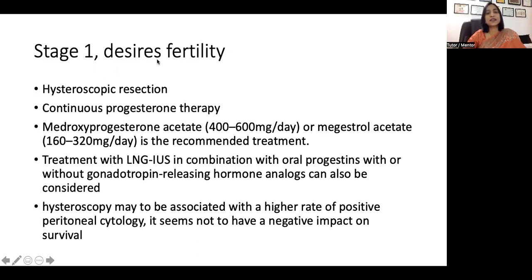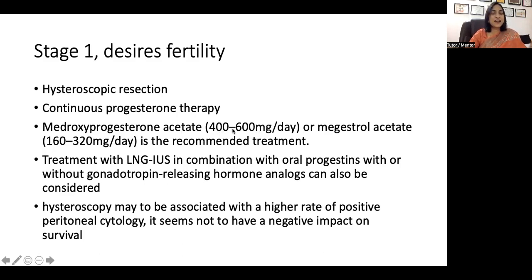What do you do? How do you do fertility preserving management? Very important step is hysteroscopic resection of the lesion has to be done. You can't just do a check curettage, identify it as well differentiated stage 1, grade 1 endometrioid cancer and decide fertility preservation management. You have to do further surgical management with hysteroscopic resection and then do proper imaging for the staging. And after that, when you're satisfied that she fits into the criteria, then you start continuous progesterone therapy, which is high dose, which is medroxyprogesterone acetate, 400 to 600 mg per day.